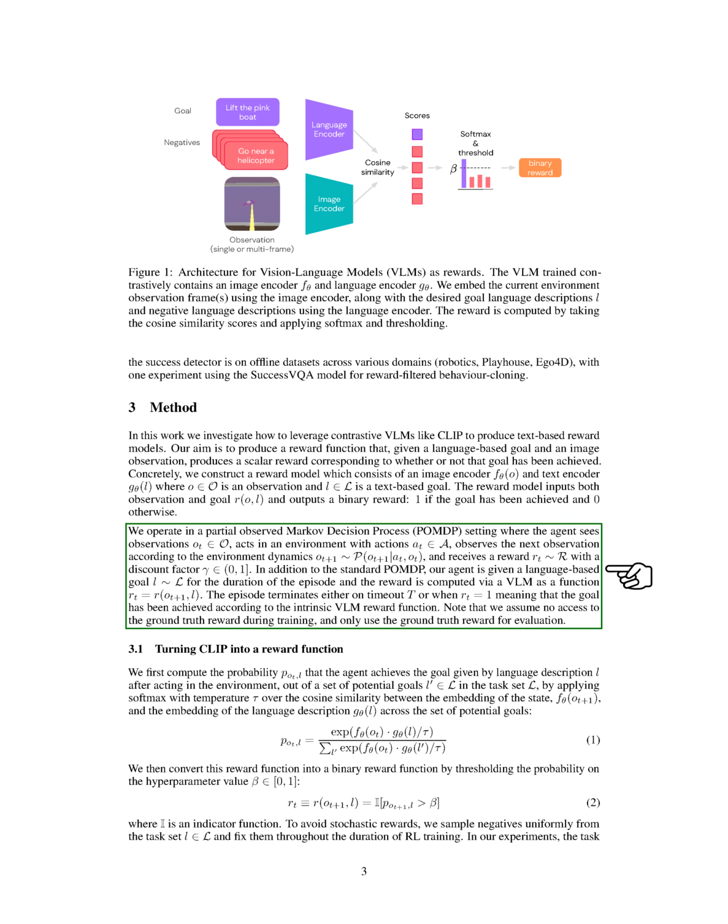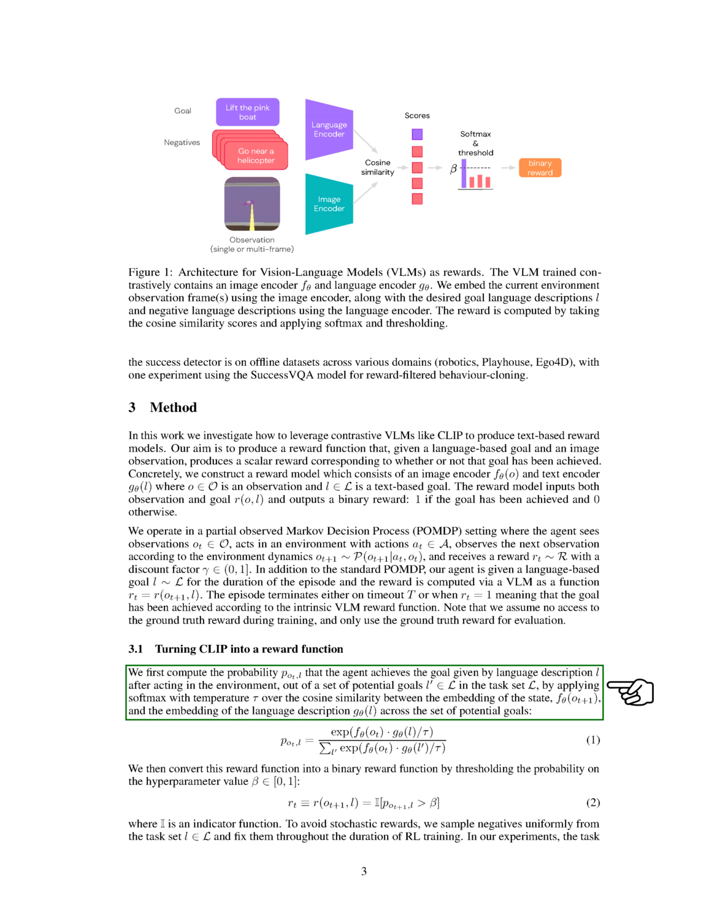We're working within a partially observed Markov decision process, POMDP, setting. Here, an agent observes, acts in an environment, observes the next observation based on the environment dynamics, and receives a reward with a discount factor between 0 and 1. In addition to the standard POMDP, our agent is given a language-based goal for the duration of the episode, and the reward is calculated using a VLM. The episode ends either when time runs out or when the goal has been achieved according to the intrinsic VLM reward function. We don't use the actual reward during training, only for evaluation.